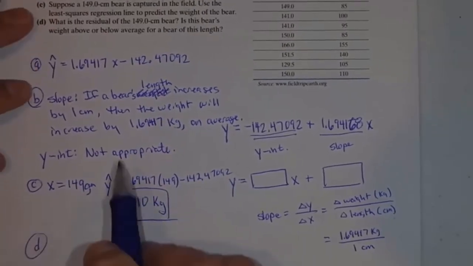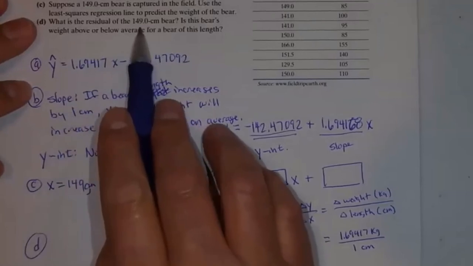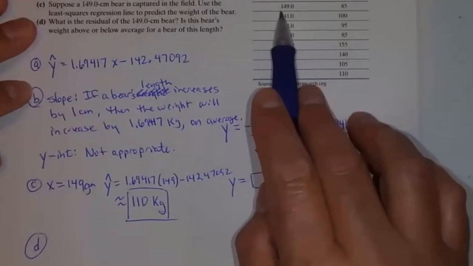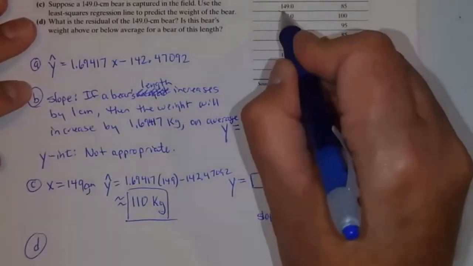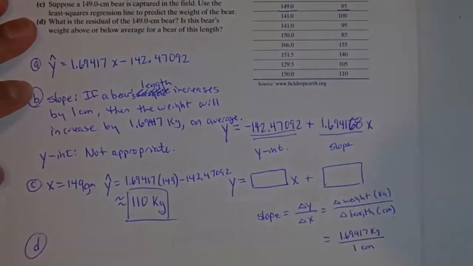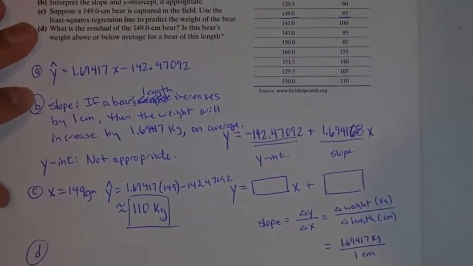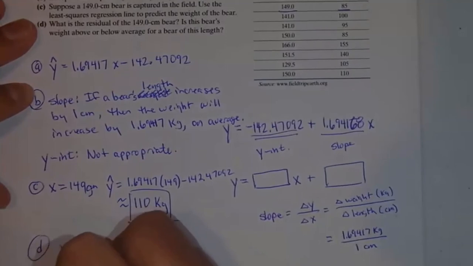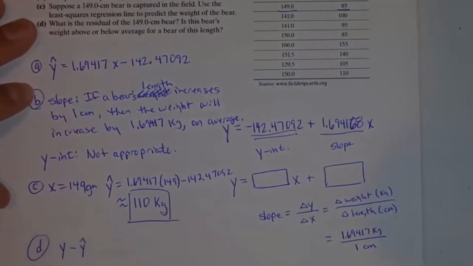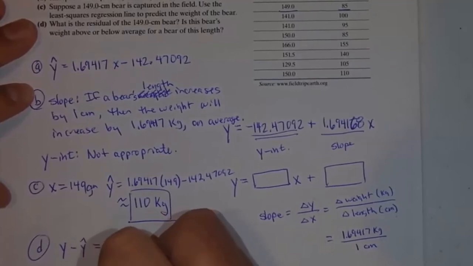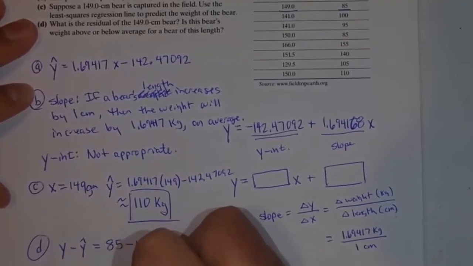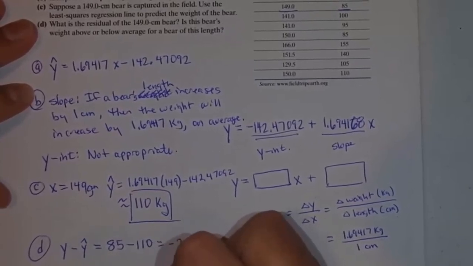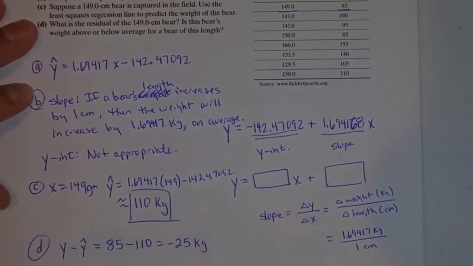D. What is the residual of the 149 centimeter bear? Now this means if I look in the data, I have a 149 centimeter bear right here. And in the data, that bear weighed 85 kilograms. So what is the residual for this bear? Well, the residual is going to be the observed y value minus the predicted y value. So that would be 85 kilograms minus 110 kilograms. And if you take 85 minus 110, that is negative 25 kilograms. That is the residual.